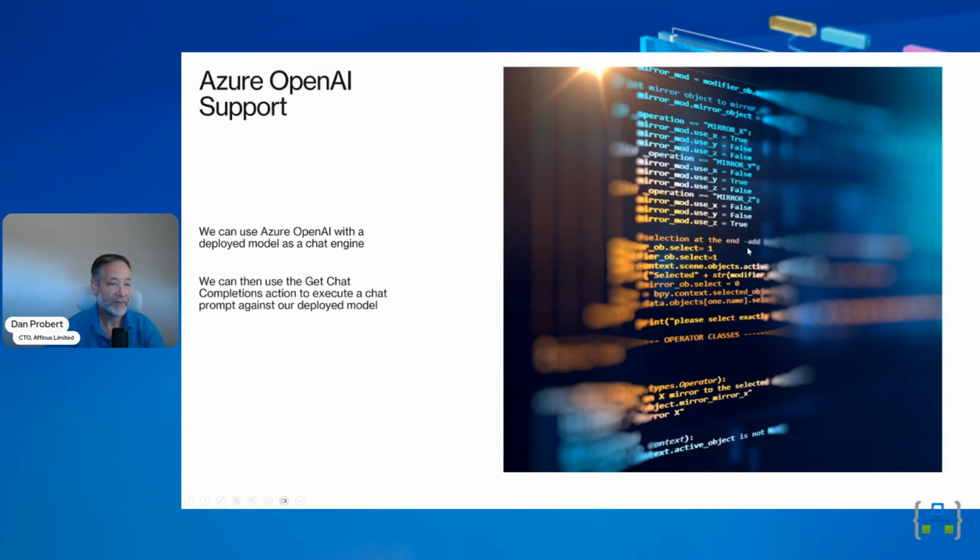So if you've been working with Azure recently, you'll know about their OpenAI support. So if we set up Azure OpenAI, we can use a deployed model as a chat engine, and then we can interact with that from Logic Apps. So there's a specific action called get chat completions that we can use to execute a chat or a prompt, and we can do that against our deployed model.